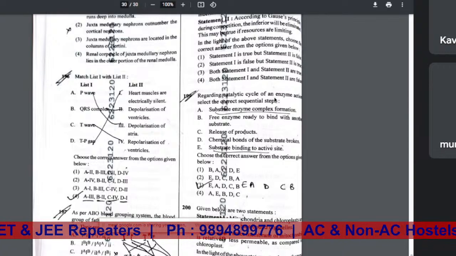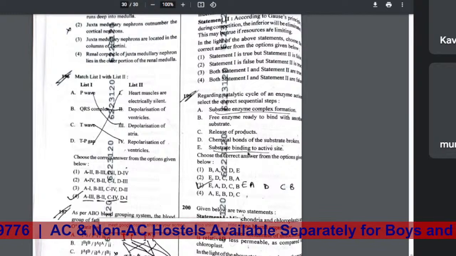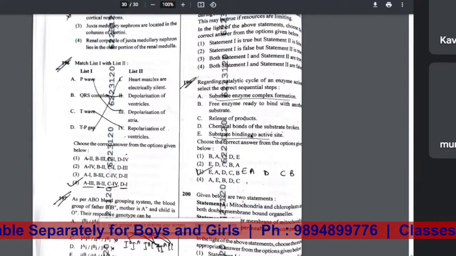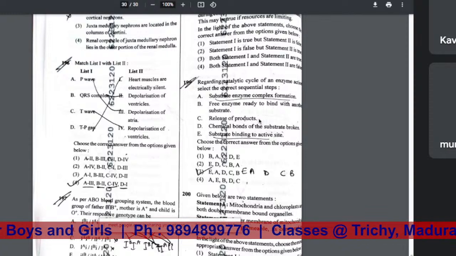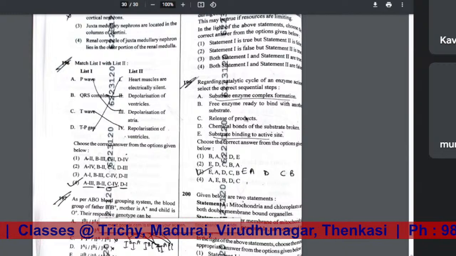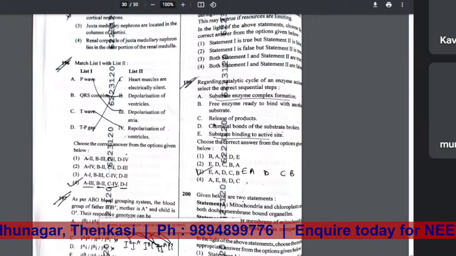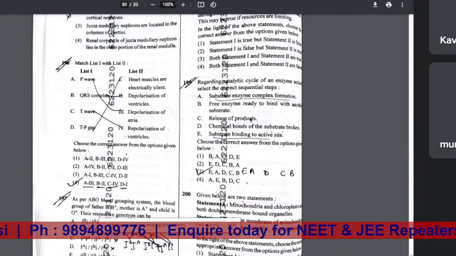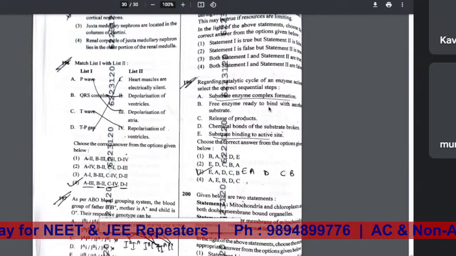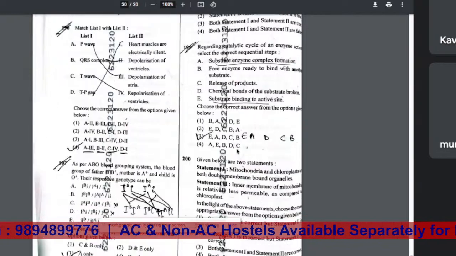Regarding the catalytic cycle of enzyme action, select the correct sequence, they are asking you. The correct answer happens to be EADCB. Substrate binds to the active site first of all, and then the substrate-enzyme complex is formed. Then the moment that happens, the chemical bonds of the substrate are broken, and then the product is released. Then you have the free enzyme ready to bind with another substrate. So this is the correct order.